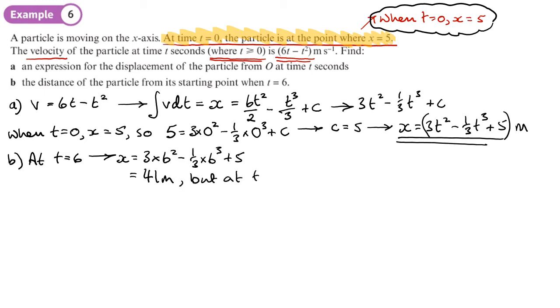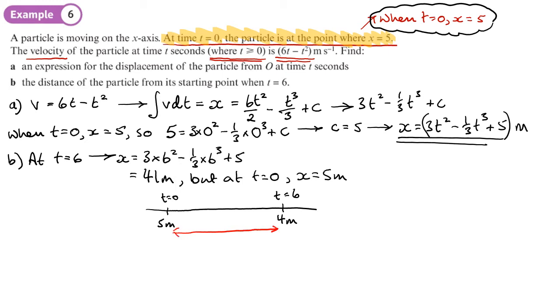At t equals 0, x equals 5 meters, so it was already that distance anyway at the start. You could think of it like this: at t equals 0, this is where it was. Now at t equals 6, it was at 41. The distance is this, not 41. So our final answer is going to be when we do 41 minus 5 to get an answer of 36 meters. So it's easy to miss that out.